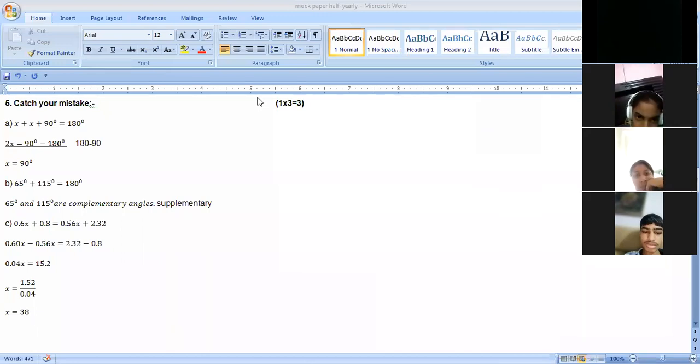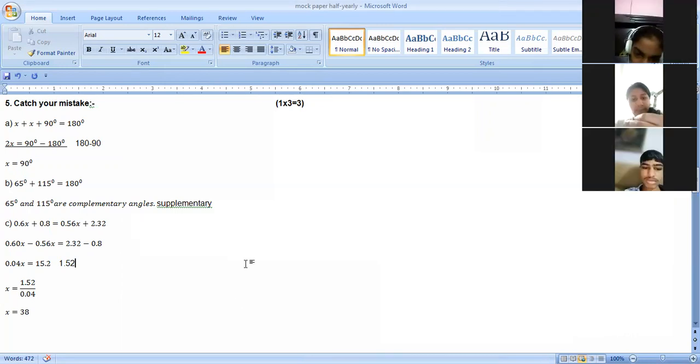Yes, Vedika, that's right. Vansh Sharma, you are also right. Yes. So in this line, the answer will be 1.52. Instead of 15.2, it should be 1.52. This is a mistake here. You have to check this thing. Yes, Kavya, Mahi, 1.52 will be the answer. When you are subtracting 2.32 from 0.8, you are getting 1.52. Yeah? These things you have to check here.